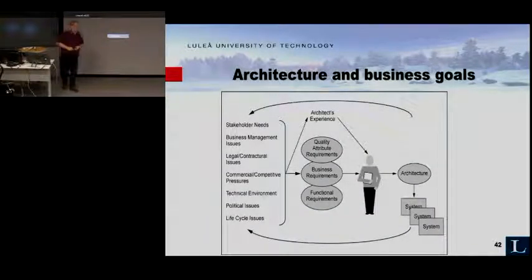And the reason why we have these steps is because we have a lot of stakeholders and we have a lot of different steps that we need to go through, especially if you're going to make money of a software. And it all comes down to that, right? How much money will we make? And it's based on stakeholder needs, business management issues, legal, contractual issues, commercial, competitive pressures, technical environment, political issues, lifecycle issues, and so on. And they all filter together to, well, do we have good requirements, business requirements, functional requirements, quality attributes? You create something and you try to create a system from that.